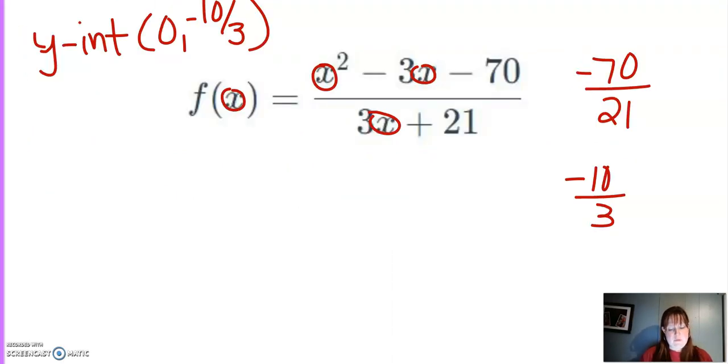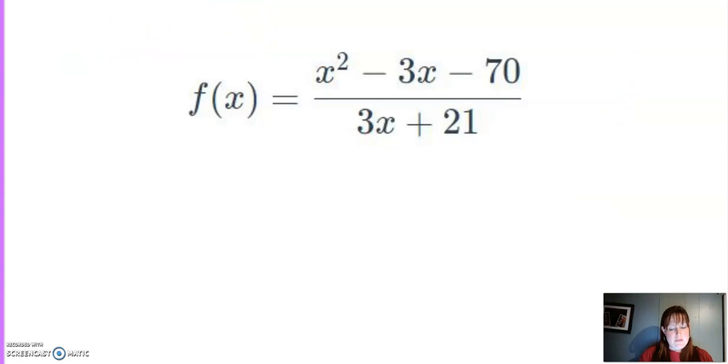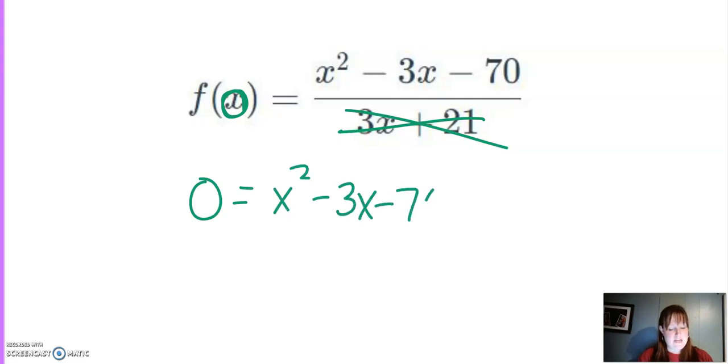So if we look at this one and we want to find the x-intercept, we set y equal to 0. And again, the denominator cancels out when we multiply both sides by the denominator, and the right side becomes 0. So we have 0 equals x squared minus 3x minus 70. And I look for something that multiplies to -70 and adds to -3, which would be -10 and 7.